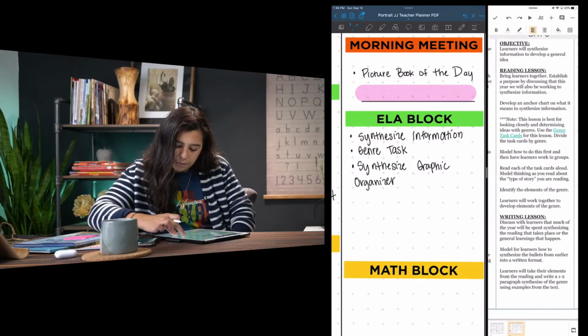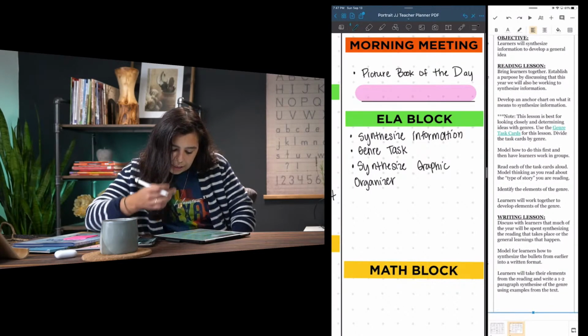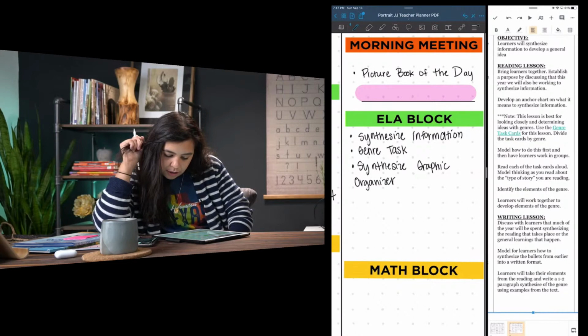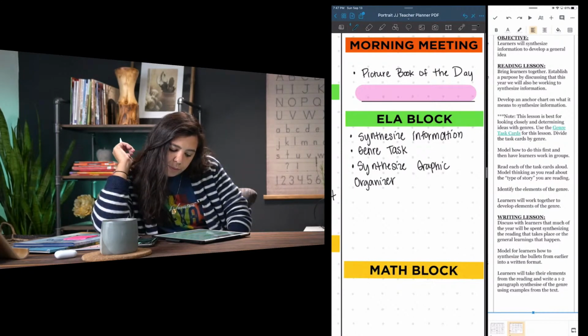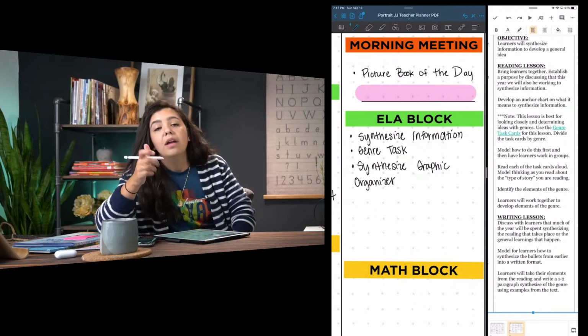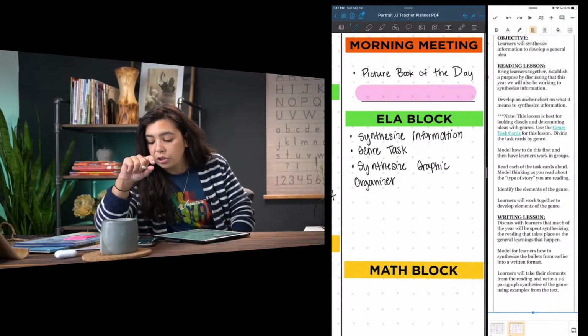And for writing, it says, discuss with learners that much of the year will be spent synthesizing. Okay, so here's the other thing that I really want you to note.